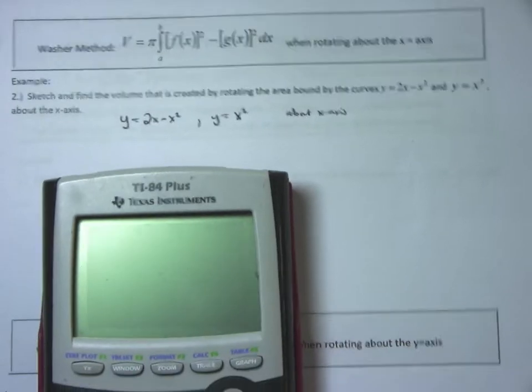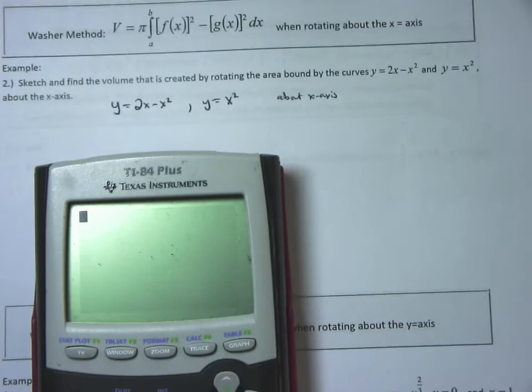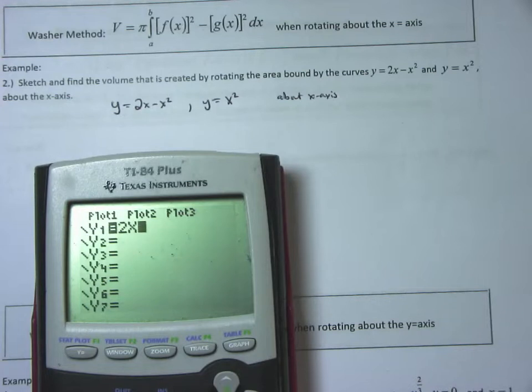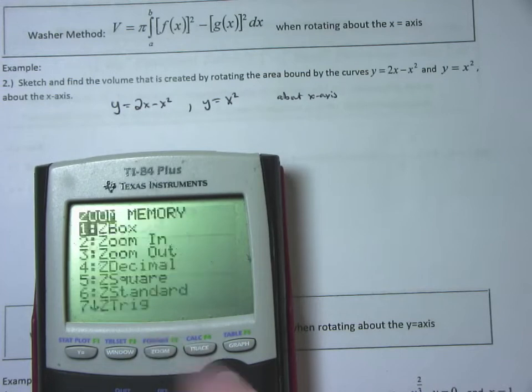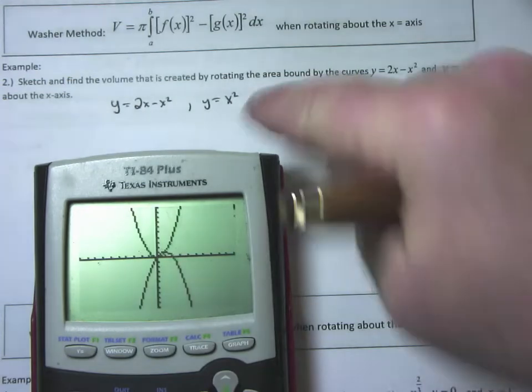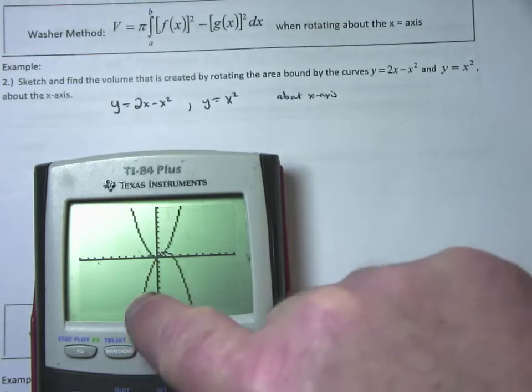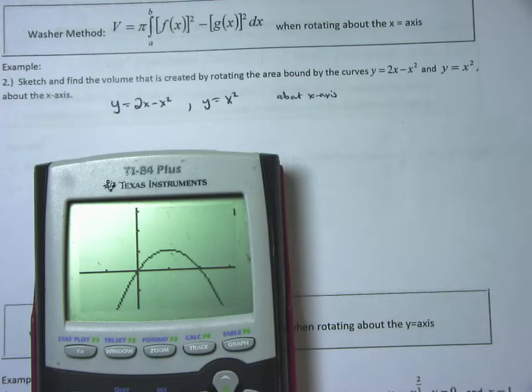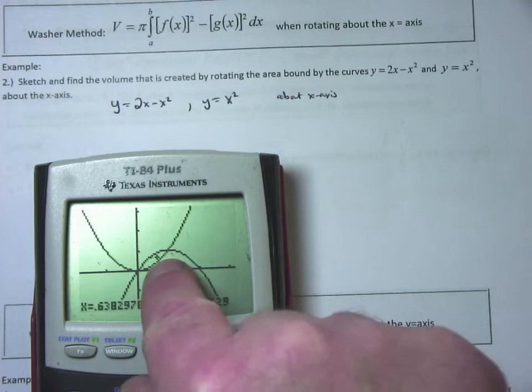So here we go. First thing I'm going to do is I've got to get a picture of my region. So I'm going to go y equals, clear out this old stuff I've been playing with. Here we go, 2x minus x squared and x squared. And I'm going to do a zoom standard, negative 10 by 10 screen. And I see the y equals x squared, that's this parabola, and y equals 2x minus x squared, that's an upside down parabola. Do you see a region that's captured between these two curves? Well, let me zoom in on it so maybe you can see it a little bit better. Zooming in right about there. It's a very small region. Here's the upside-down parabola. Here's the regular parabola. We're talking about that region right there.